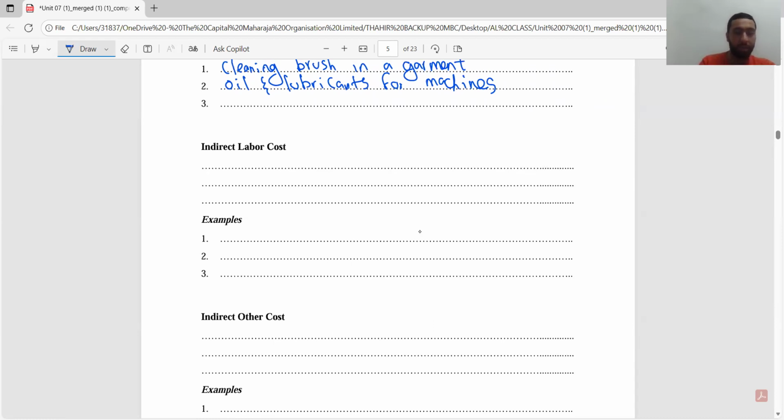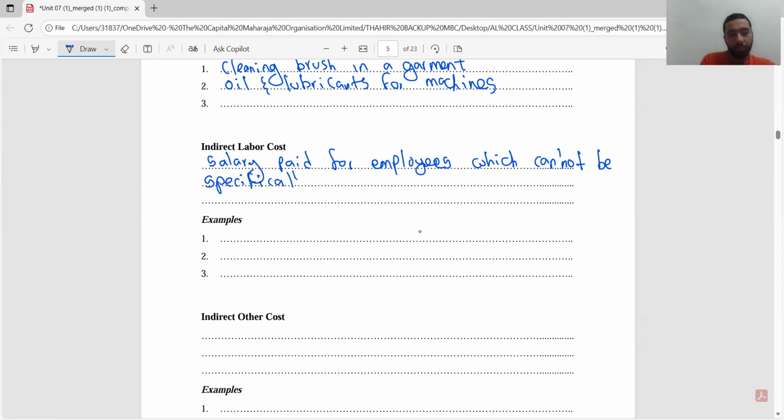Indirect labor. Salary paid for employees which cannot be specifically and exclusively identifiable in the finished product.